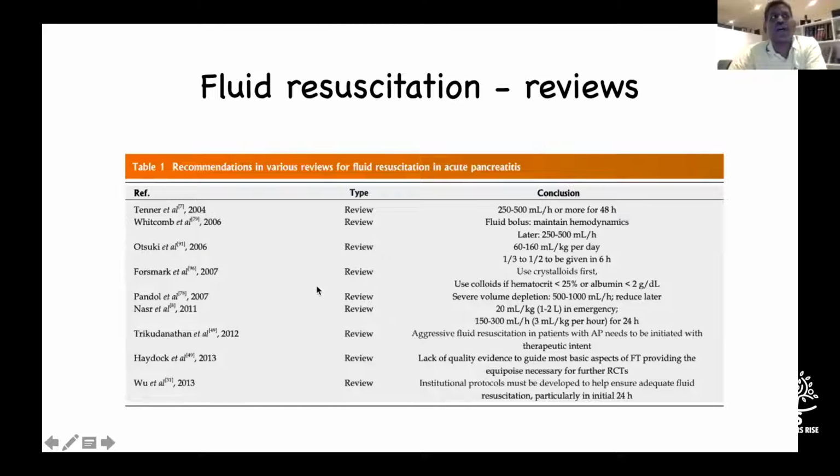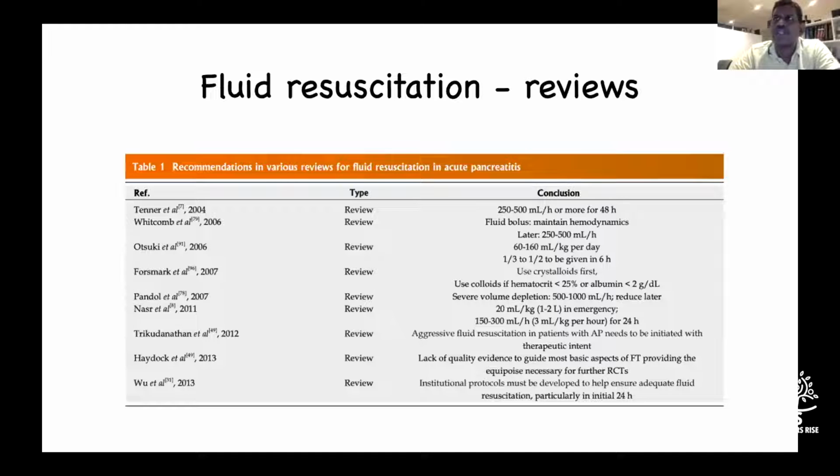Otsuki, from 2006, was another review. The Japanese volume was completely different. It was 60 to 120 ml per kg. It's not based on hour, it is based on the kilogram, so it's calculated for the patient. 60 to 160 ml per kilogram per day, but the duration of resuscitation is not clear. And one-third to one-half should be given in the first 6 hours.